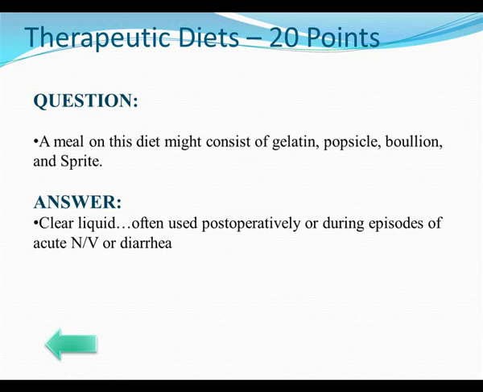clear liquids. Be aware that anything you cannot see through at room temperature is not a clear liquid, but if you can see through it at room temperature, like a popsicle, that is, of course it wouldn't be a popsicle at room temperature, but that is a clear liquid. The full liquids is more the milks and the cream soups and that kind of thing.